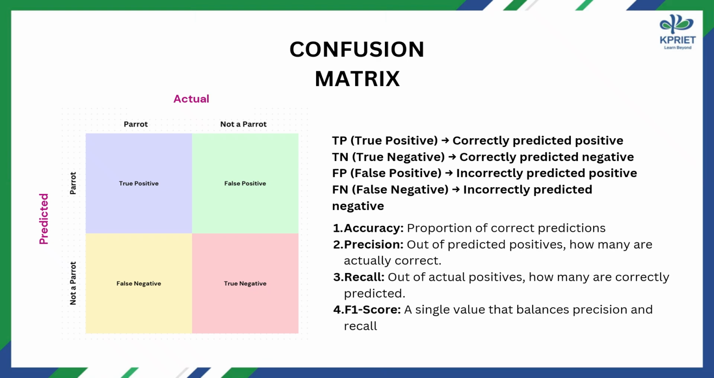From this, there are four other parameters: accuracy, precision, recall, and F1 score. They can be derived from true positive, true negative, false positive, and false negative. Accuracy is the proportion of correct predictions, and precision is, out of predicted positives, how many are actually correct. Recall is, out of actual positives, how many are correctly predicted, and F1 score is a single value that balances precision and recall.